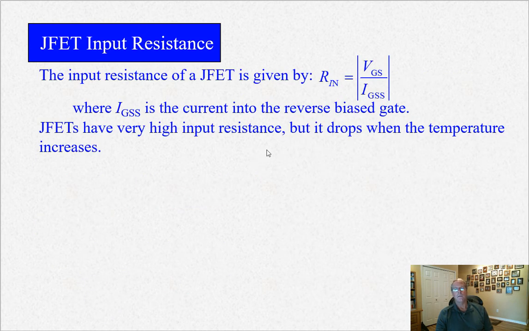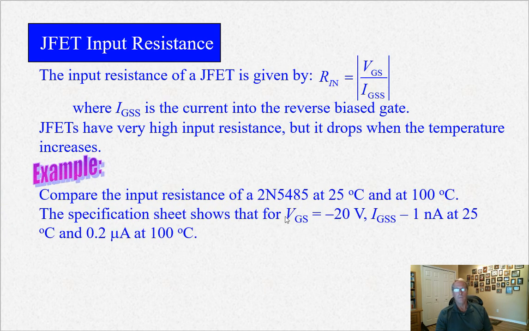Input resistance of a JFET is really high. That's one of the best things about them. They draw nanoamps at best, picoamps. So it's VGS over IGSS. IGSS is nothing, it's just very small. It's nanoamps, so the input resistance is huge. One thing that does change is that with temperature, the input resistance changes. IGSS is 1 nanoamp at 25 C and 0.2 microamps at 100 C.